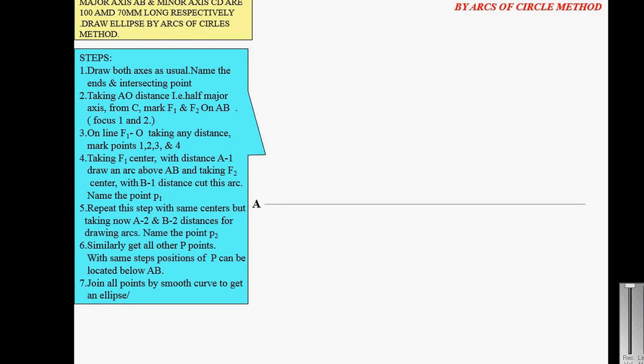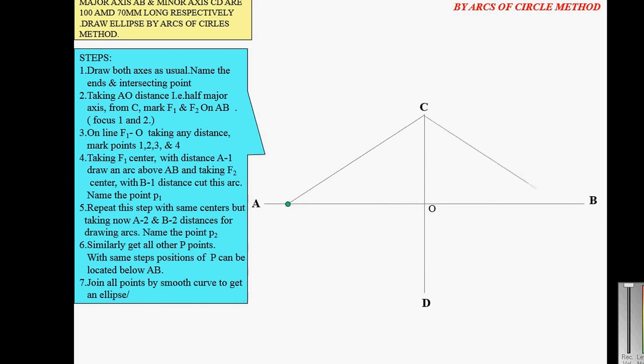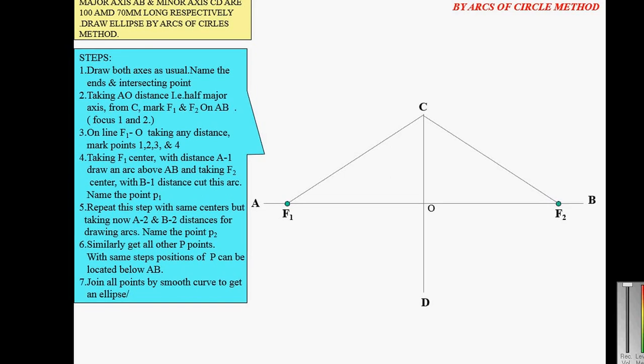So draw the major axis AB as 100 mm and the minor axis CD as 70 mm, and the intersecting center point is O. Mark two focuses F1 and F2 by taking AO as radius and center C. Cut the major axis on both the sides. You will get focus F1 and F2.